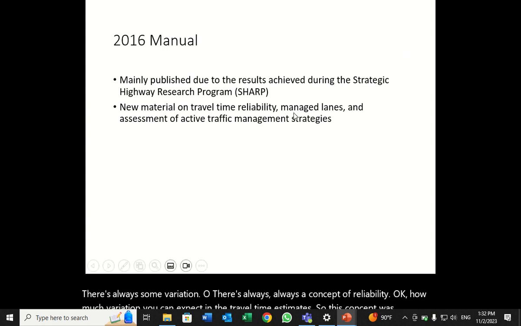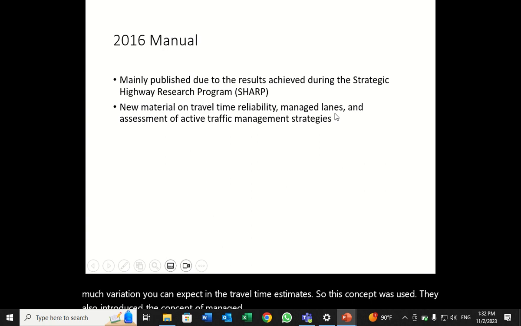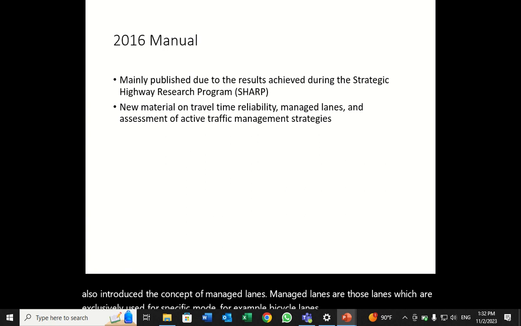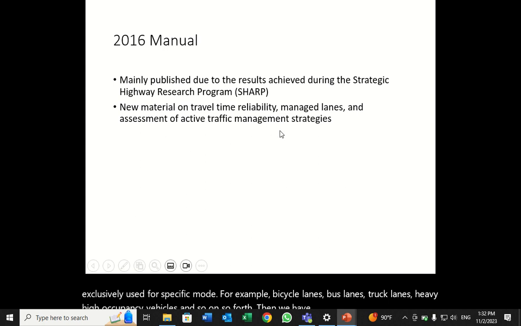They also introduced the concept of managed lanes. Managed lanes are those lanes which are exclusively used for a specific mode, for example, bicycle lanes, bus lanes, truck lanes, high occupancy vehicles, and so on and so forth. And then we have active traffic management strategies.